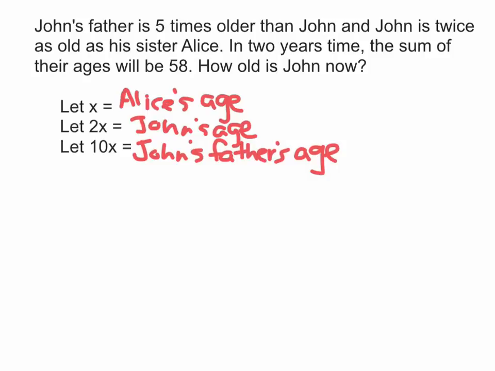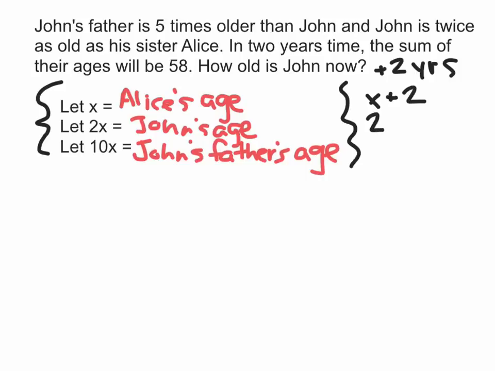In 2 years' time. Okay, so they've given us more information. So we're going to say plus 2 years over here. So we have to take all of these values and we have to add 2 years to them. So Alice is going to be x plus 2. John is going to be 2x plus 2. And John's father is going to be 10x plus 2. Okay, so we are talking only about this time right here.